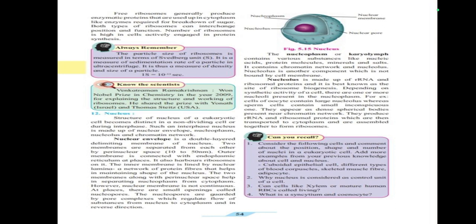They produce rRNA and ribosomal proteins, which are then transported to the cytoplasm and assembled together to form ribosomes. Chromatin material.